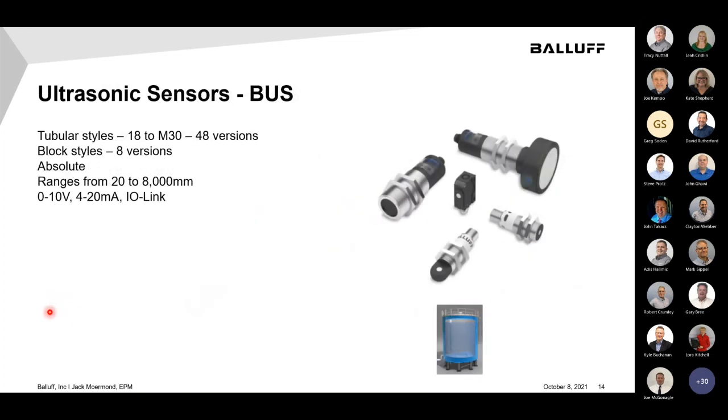Ultrasonics, there's tubular styles. There's about 48 different styles. There's 8 different block styles. These are absolute. It's one of the things I didn't talk about. So you also have incremental and absolute. Incremental means if you lose power, it doesn't know where it is. And you also typically have to home the device. Absolute, if you lose power and power is restored, you know where the device is. So ranges here can go up to 8 meters with the ultrasonics. More information on the ultrasonics at a future date.